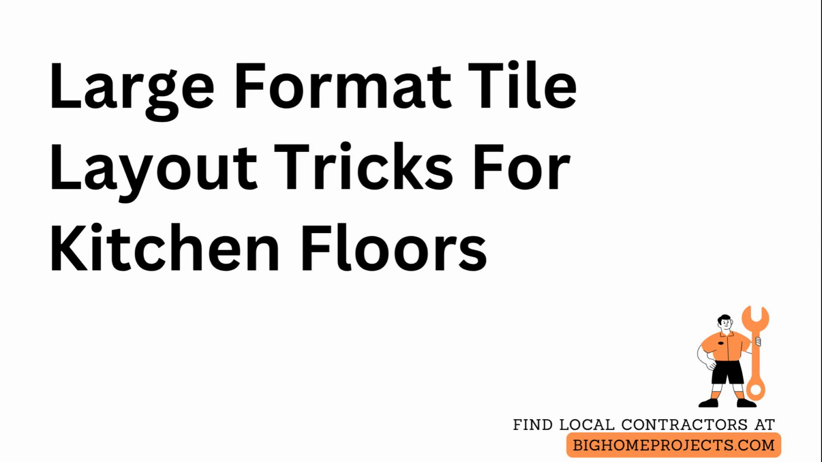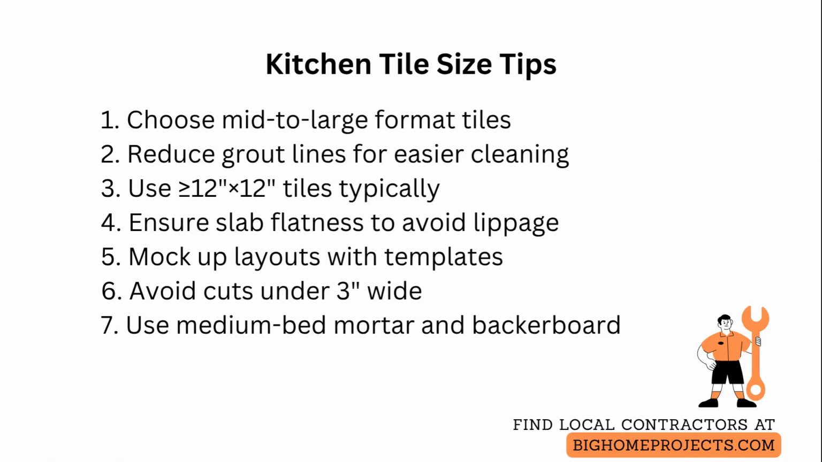The ideal tile size for kitchen floor ceramic tile installations depends on the room dimensions, traffic patterns, and visual goals. Choose mid to large format tiles for most kitchens because they reduce grout lines, speed installation, and simplify cleaning. For a typical kitchen, tiles at least 12 inches by 12 inches work well. Larger tiles like 12 inches by 24 inches or 24 inches by 24 inches create a more seamless, contemporary look, but ensure the slab flatness is within tolerance to avoid lippage.